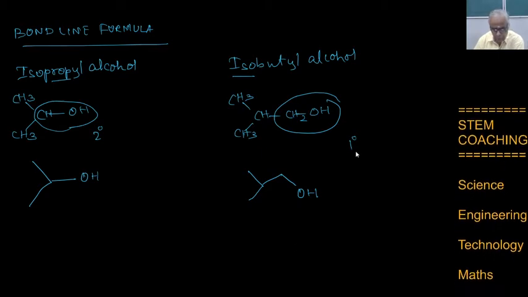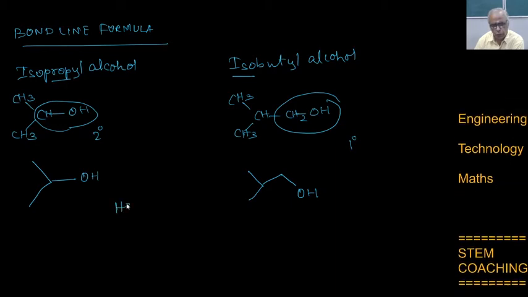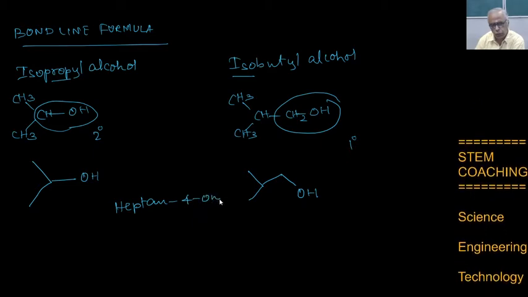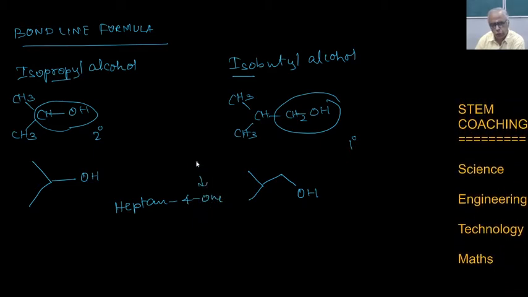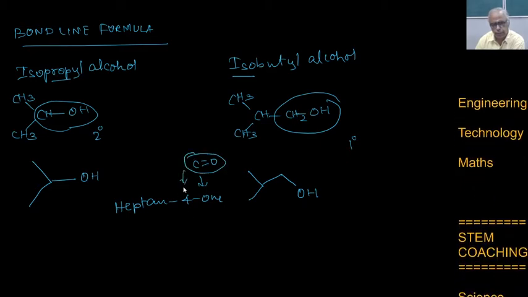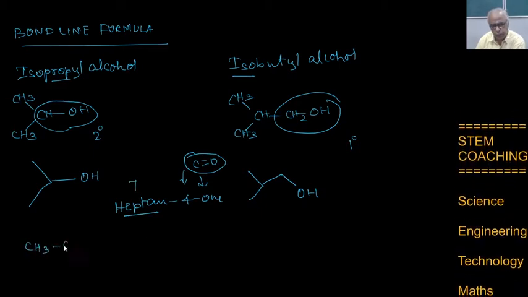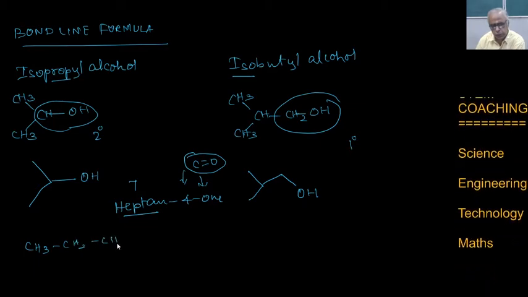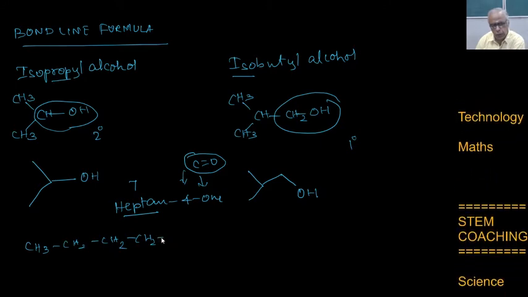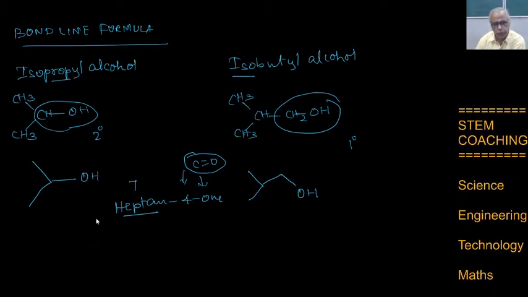Okay. Now let us try one more compound, heptane 4-one. Heptane 4-one. One represents keto group. 4, it is in the 4th position. Heptane means 7. So you can write CH3, CH2, CH2, CH2, and then 1, 2, 3, 4, 5. Best thing is first you write CCC, and that will be very convenient for you.